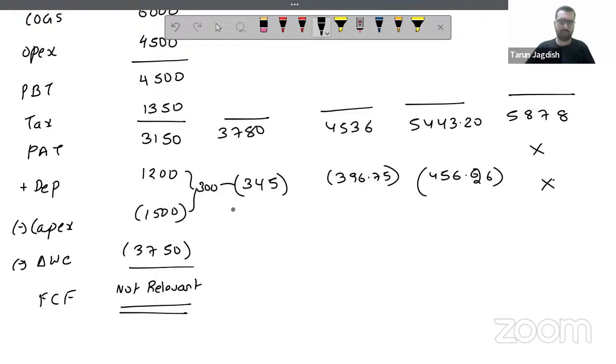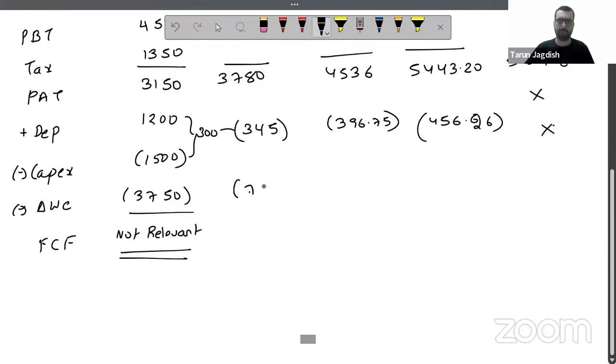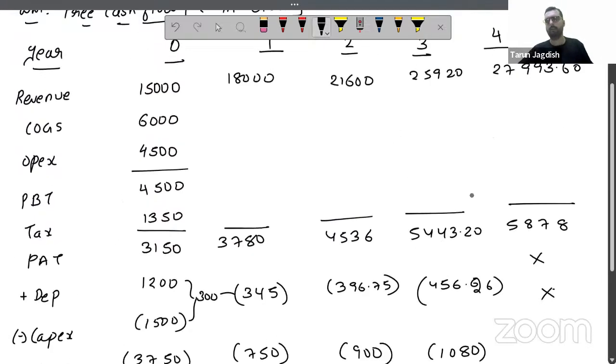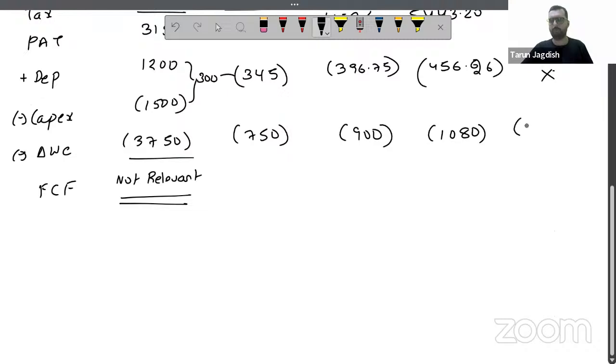Okay. And working capital is going to grow at 20%. So it will be 18,000 minus 15,000 into 0.25. It will be 750 over here. Then it will again be 1.2 only. It will be 900 here. 1080. And the last one would be 27,993.6 minus 25,920 into 0.25 will be 518.4.